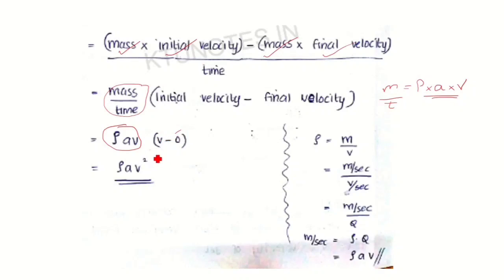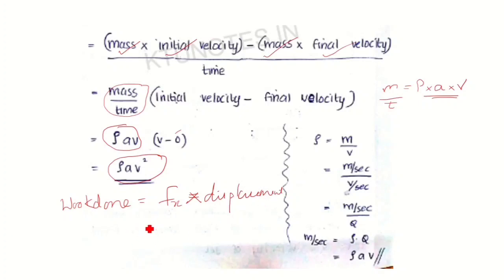Okay, so combining these two will give rho a v square. Rho a v square is the force with which the jet strikes the plate when the plate is placed vertically. So what will be the work done? Work done is equal to force in the x direction, f of x, into displacement.